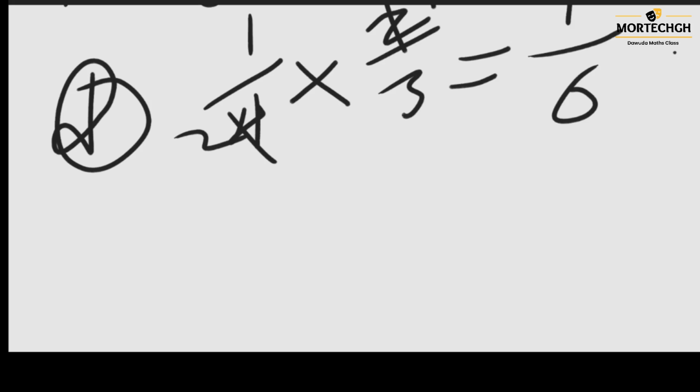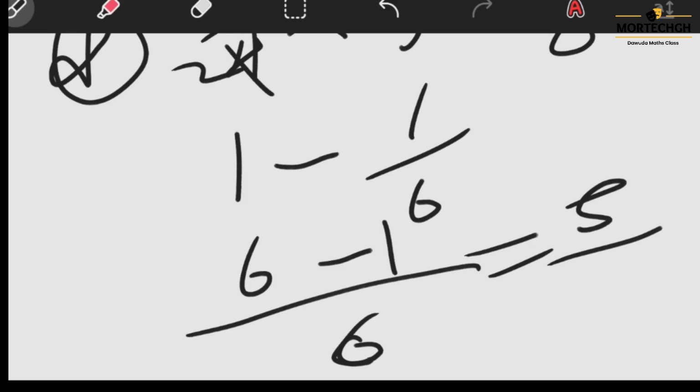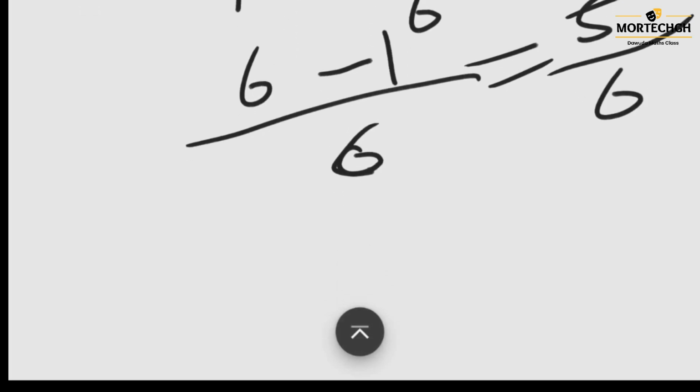So to find the total ratio of the land that was not used, we take 1 minus 1/6. So we have LCM 6, right? 6 will cancel 6, 1 times 1 minus 1. Here we have 6. 6 minus 1 will give you 5/6, right? So the total ratio that was not used is 5/6.